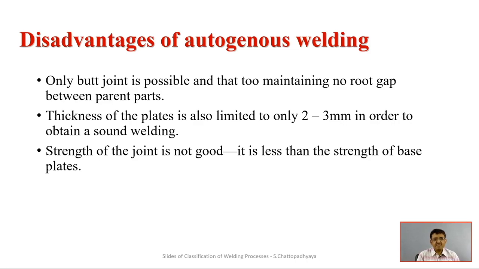So, disadvantages: only butt joints are possible, and that too with no root gap between the parent parts. The thickness of the parent plates is also limited, so only limited sheet thicknesses can be done. And the strength of the joint is also not great, because consolidation and penetration are not obtained as filler material is not added. So, sometimes the strength is compromised.